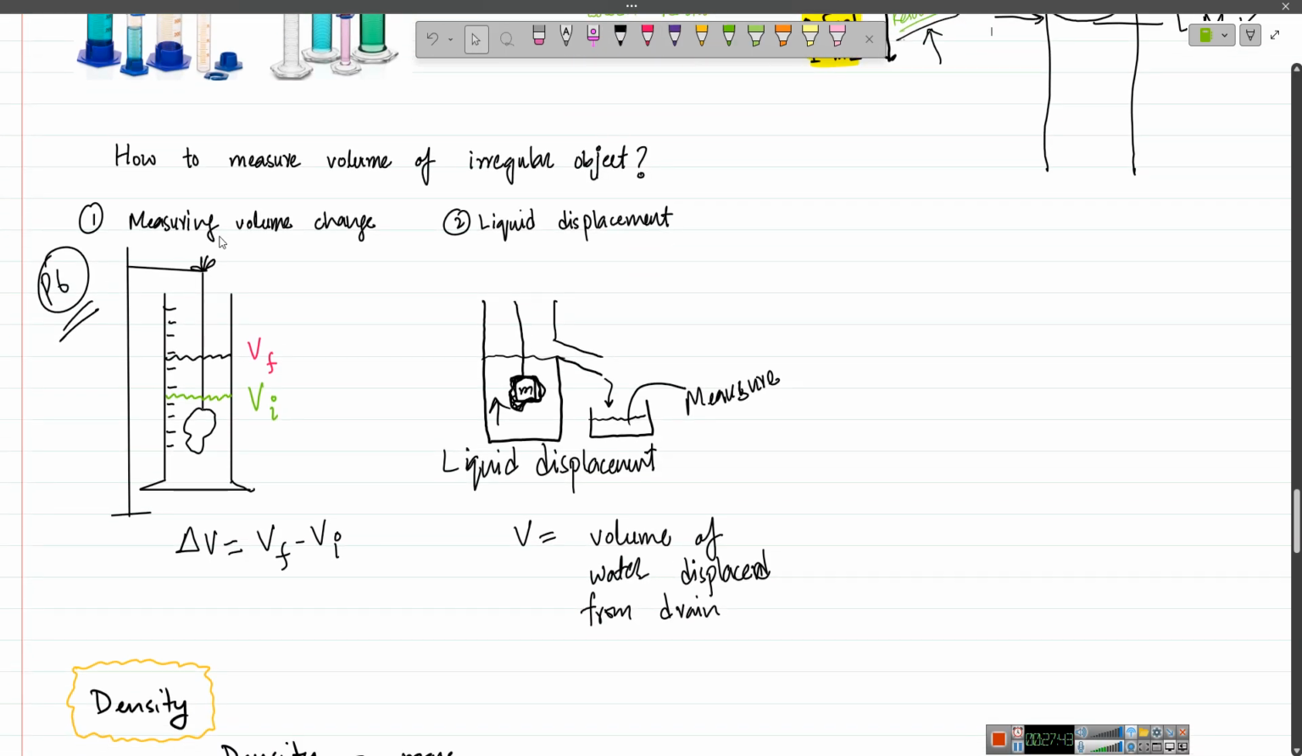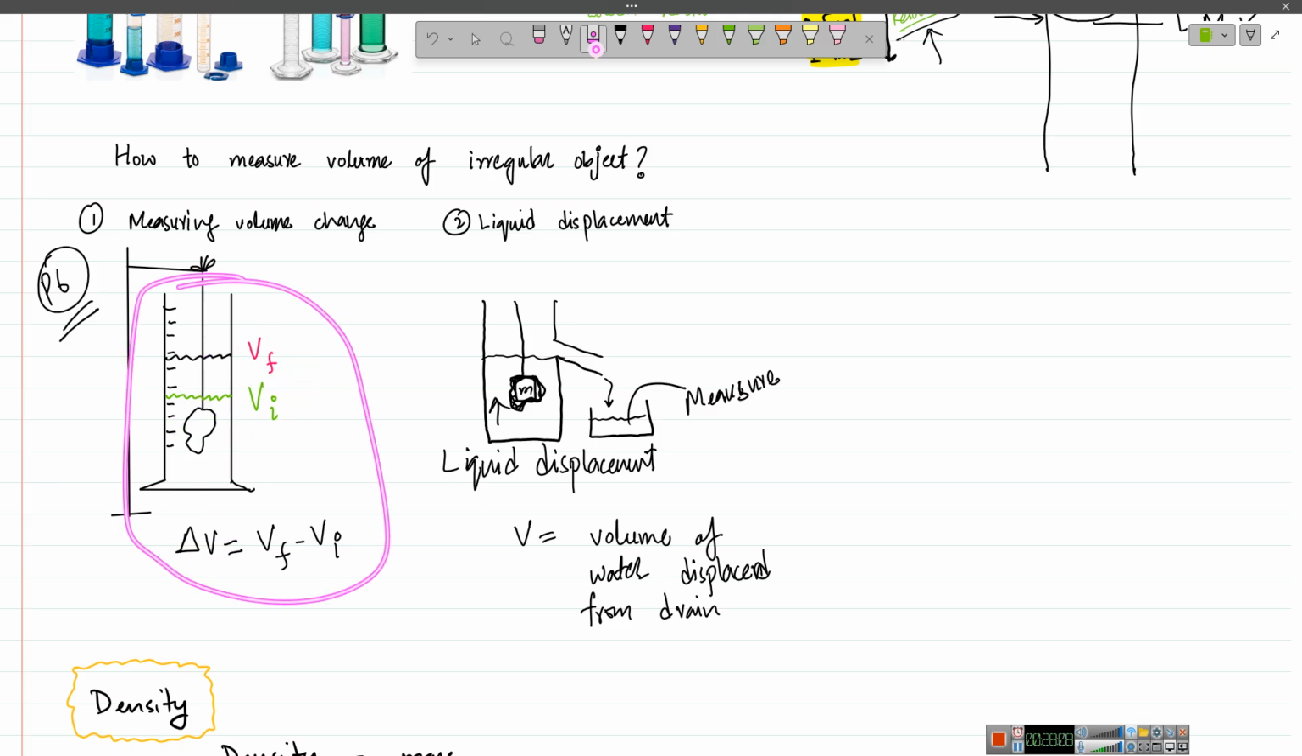How to measure the volume of an irregular object? That was the question. What you do is that you take a measuring cylinder, fill it up with a certain amount of water, note the volume, hang your object using a thread, and immerse it inside the liquid. You'll see that it will displace the liquid and the liquid volume will rise. Note the new volume, take the difference of these two volumes. That should be the volume of this irregular object, right? Now this is using a measuring cylinder.